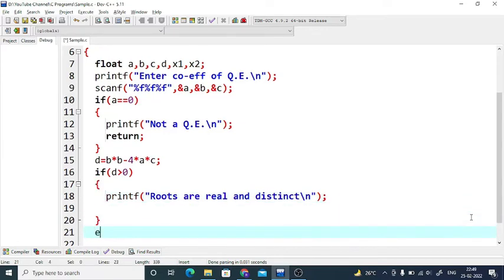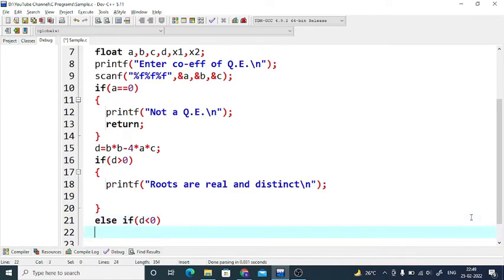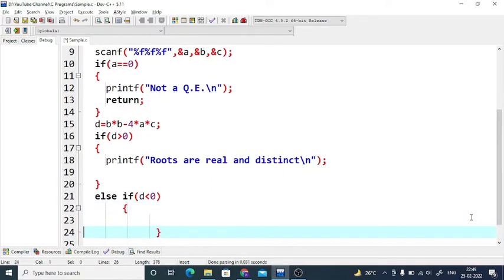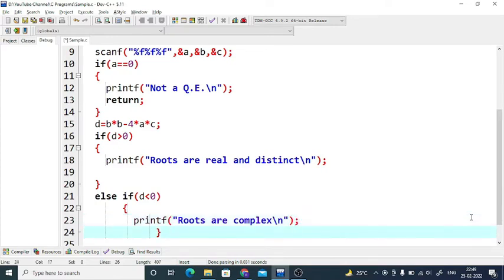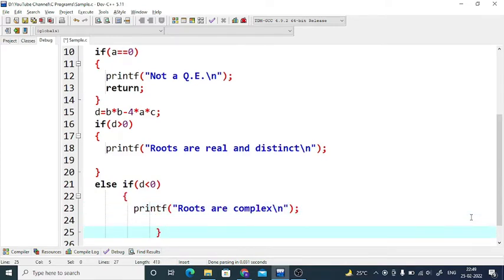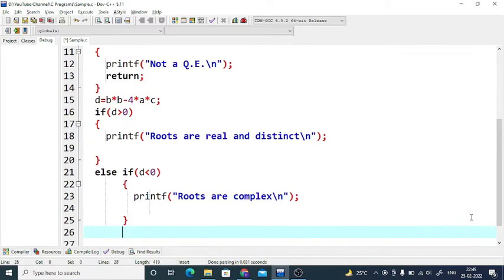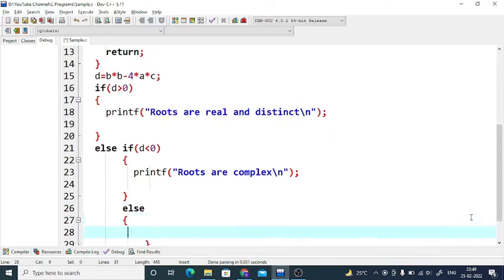Okay, in the else part, first I said I'll be making the skeleton ready. If d is less than 0, then in that case the roots are complex, and actually they are complex conjugate, but even if I write complex, I guess that should be sufficient. Now along with that we will have one more case where the value of d would be equal to 0. So I would simply put it in the else part.